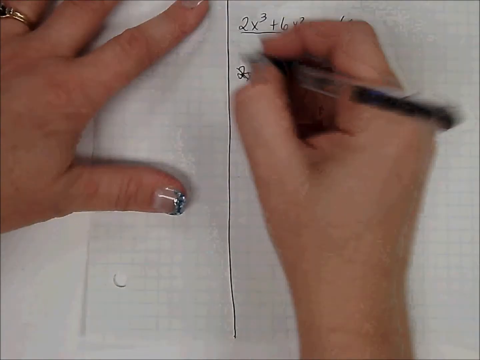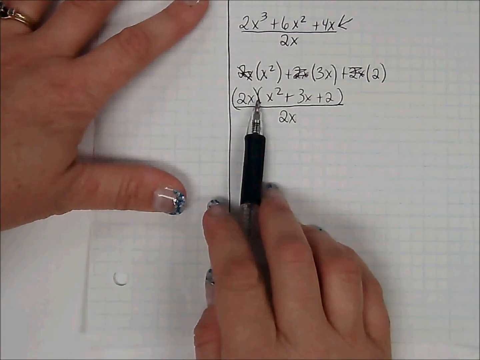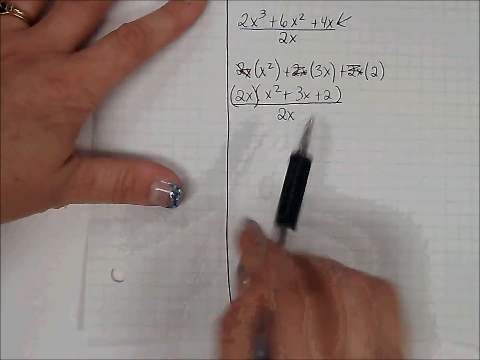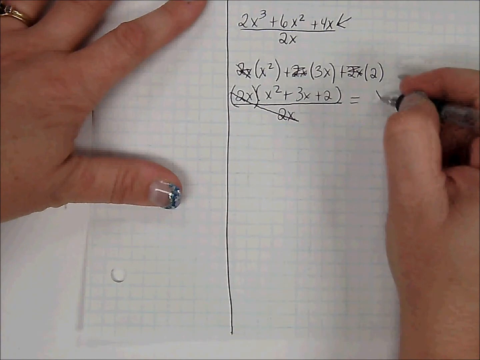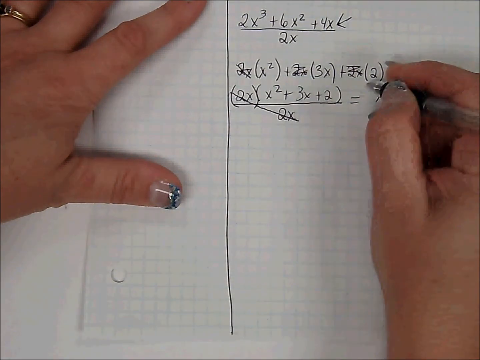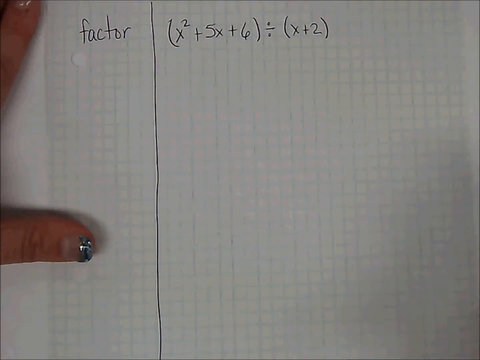This is two terms, or two sections. If they're separated by multiplication, we can simplify. And 2x divided by 2x is 1. And I'm left with x squared plus 3x plus 2 as my answer. So now this one's a little bit more difficult.